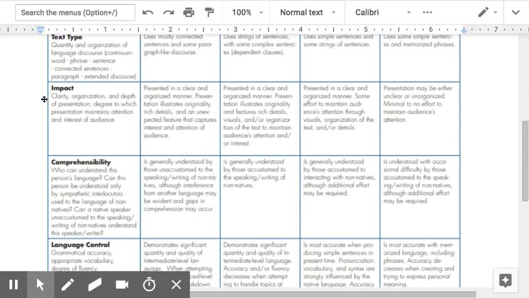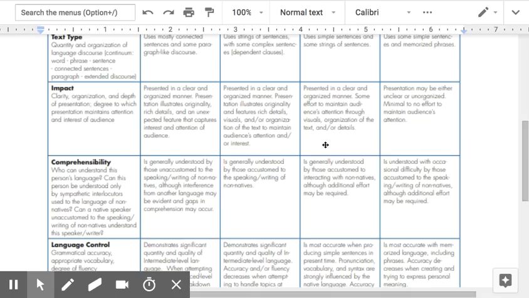Impact, clarity, organization, and depth of presentation, degree to which presentation maintains attention and interest of audience. To score 3, presented in a clear and organized manner. Presentation illustrates originality and features rich details, visuals, and/or organization of the text to maintain audience's attention or interest. So here we have clear and organized, originality, rich details.